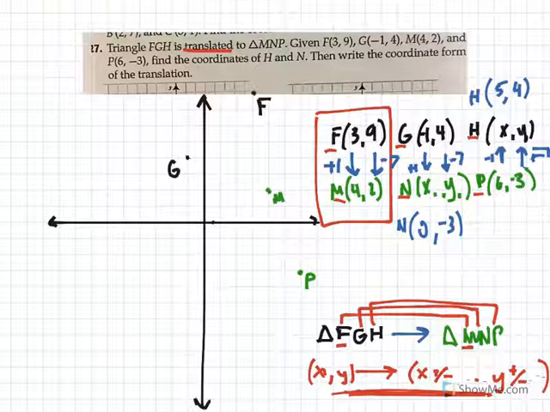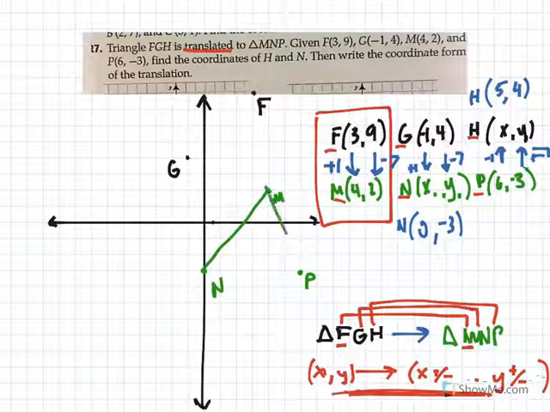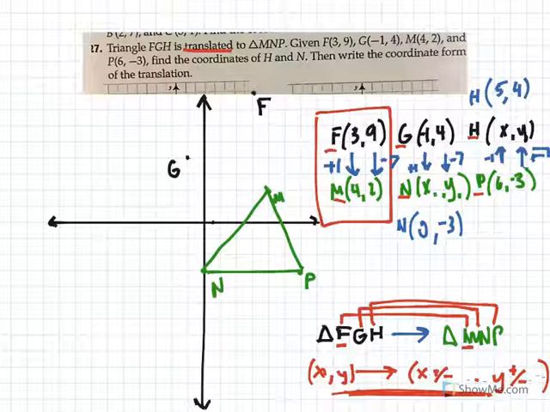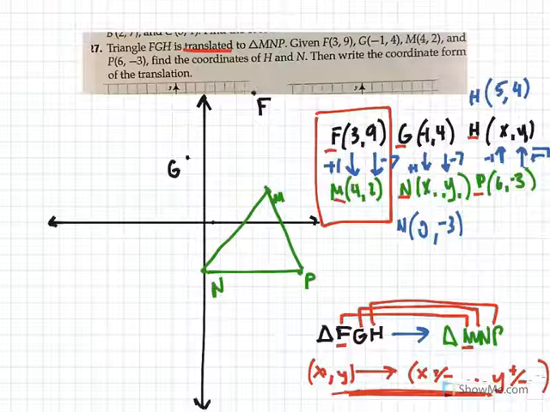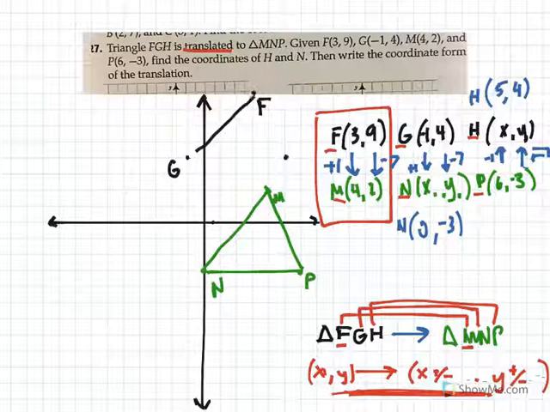So now, in our new figure, point N is going to be 0, 1, 2, 3. And we'll get this figure here. And the missing point from the beginning, point H, is going to be 1, 2, 3, 4, 5, 1, 2, 3, 4. Right here.